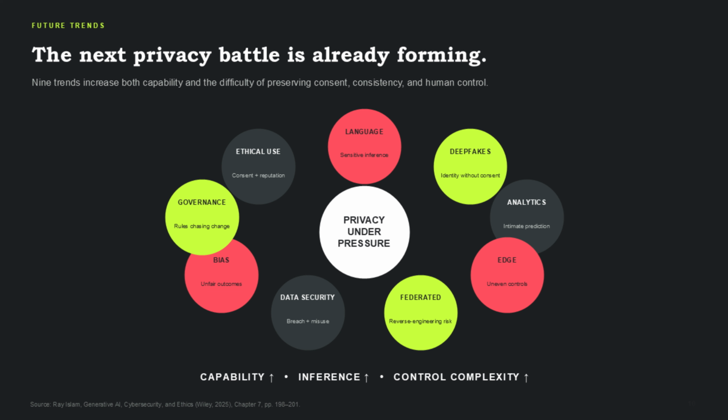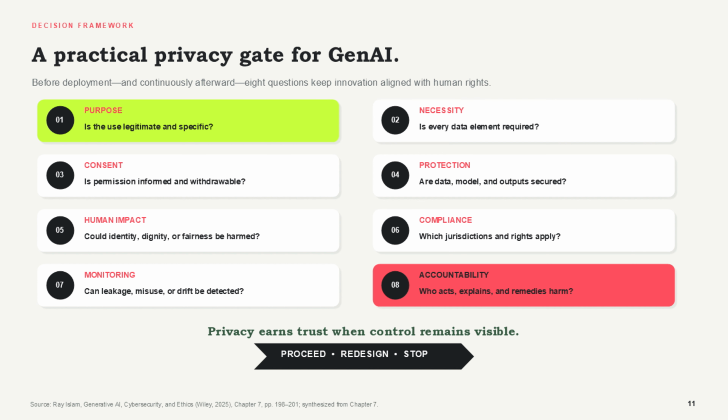So the pattern is clear. Capability is rising, inference is rising, and control complexity is rising too. The future of privacy will not be solved by one breakthrough. It will require technical protections, evolving law, continuous monitoring, education, collaboration, and a willingness to redesign systems when the evidence changes. Let's close by turning the chapter into 8 practical questions.